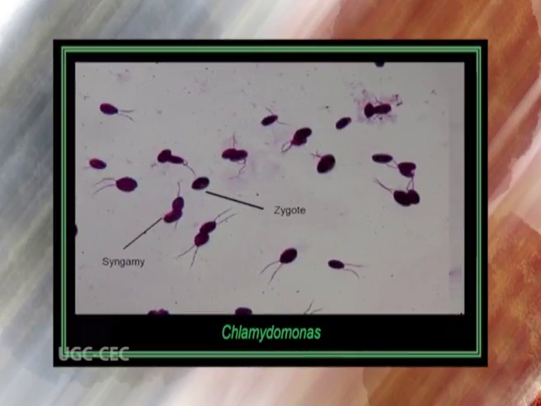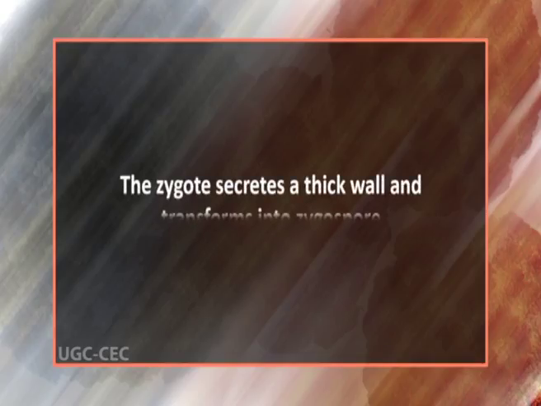The microgamete reaches the female gamete and unites by anterior ends. The contact wall between the two dissolves. After plasmogamy and karyogamy, a diploid zygote is formed. The zygote secretes a thick wall and transforms into a zygospore. Now, let us see the structure of the zygospore.